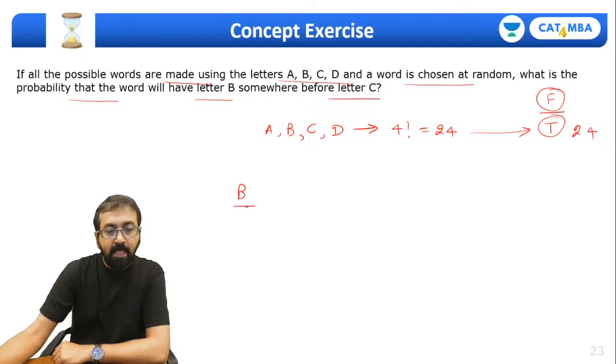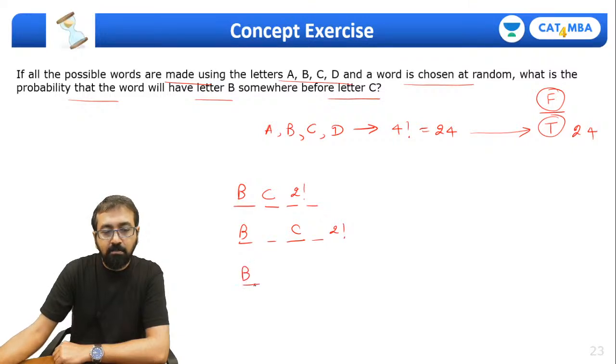And not immediately before C. So B before C can be at any position. B and C can be like this, so the remaining letters can be arranged in 2 factorial ways. B and C can be like this, so the remaining letters can be arranged again in 2 factorial ways. B and C can also be like this.